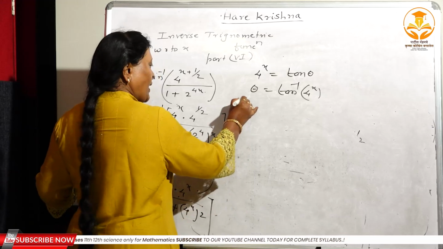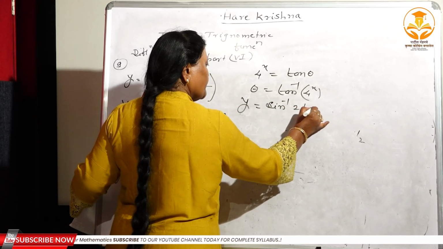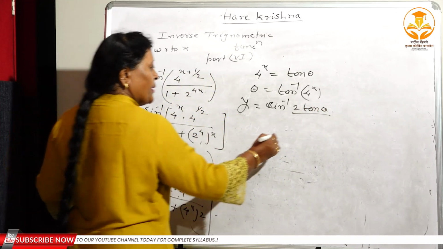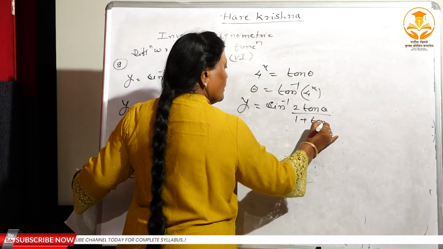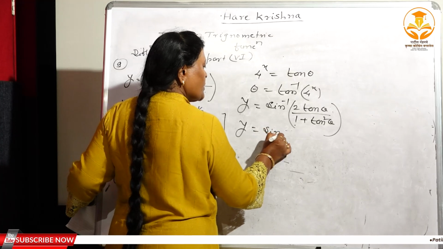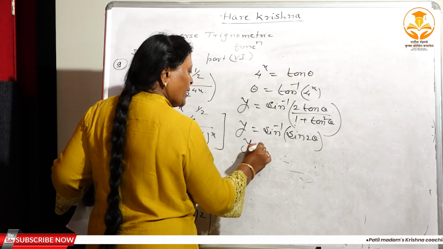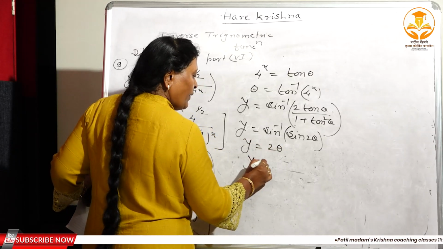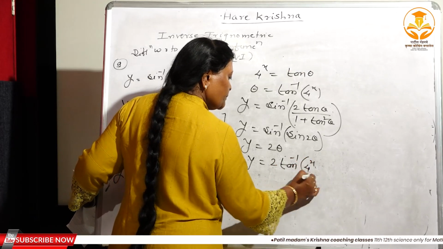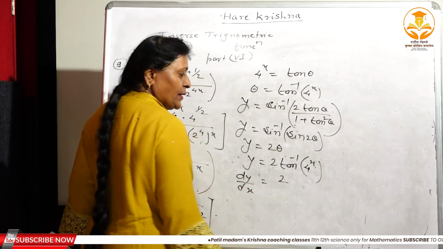Therefore, here y is equal to sine inverse of 2 tan theta divided by 4 raised to x whole square, which means 1 plus tan square theta. Again, this is the formula of sine 2 theta. Sine inverse and sine get cancelled. What remains? 2 theta. y is equal to 2 tan inverse of 4 raised to x. Right? Therefore, dy by dx, 2 remains as it is.